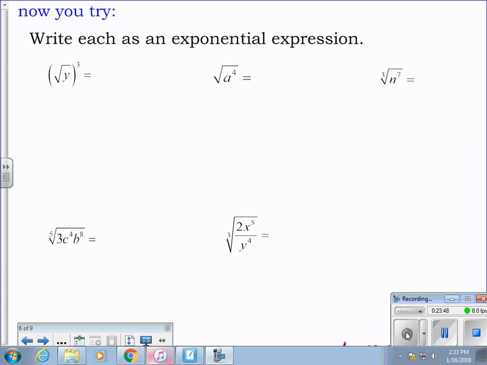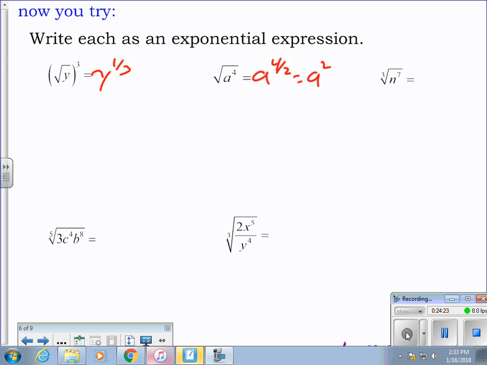Okay, do these. So, the root is my denominator. My power of y here is 1. This is y to the 1/3. The square root of a to the 4th. Rewrite it as a fractional exponent. A to the 4/2. What do we always do to fractions? We reduce and simplify. What is 4 over 2? 2. So this is a squared.